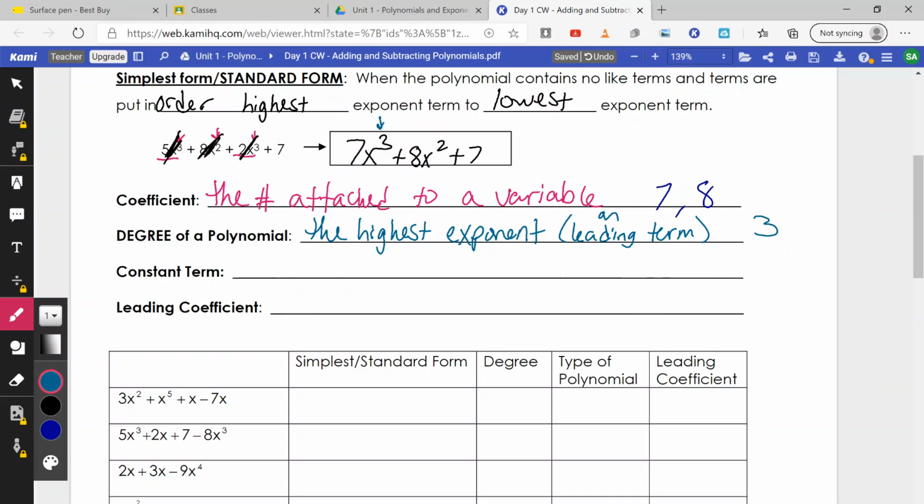The constant term is pretty much what it says. It's constant. It's never going to change. And it's usually the standalone number.